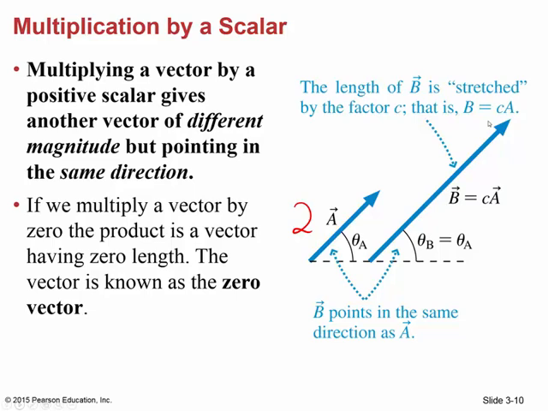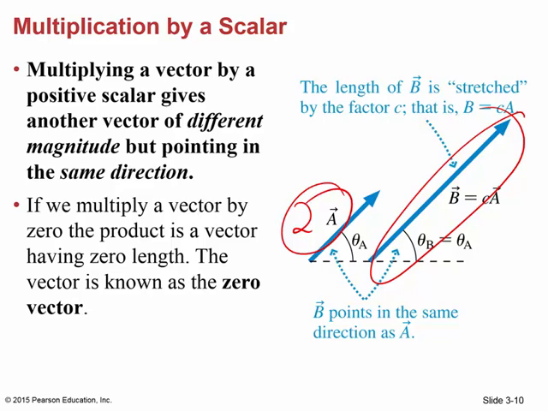Okay, all right. So here they're saying the length of B is stretched by a factor C. B is equal to C times A. So in other words, B is twice A. Okay, so 2A is actually equal to B, or they use the letter C there to represent twice as much.